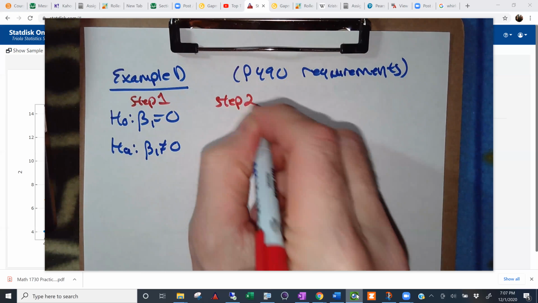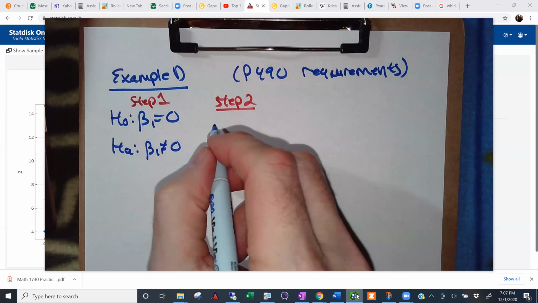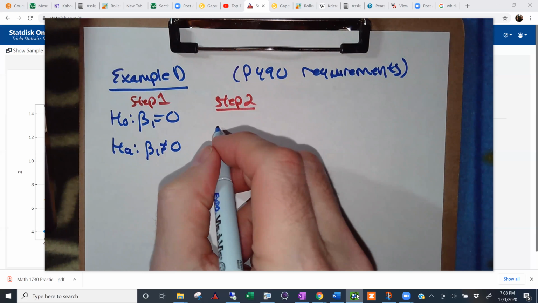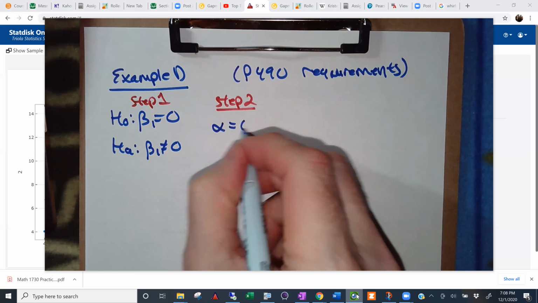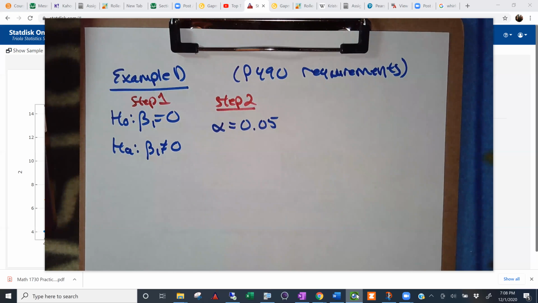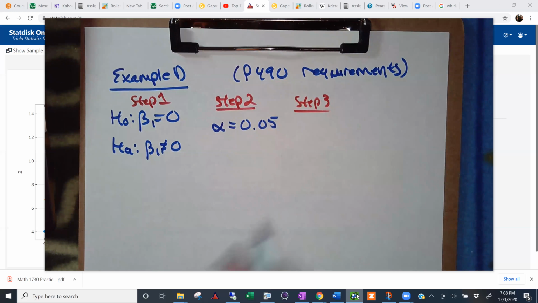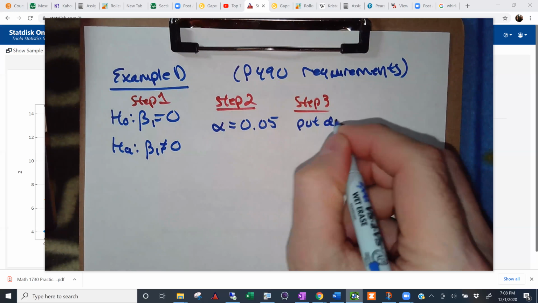Step 2, someone new. Here's an easy one. Come on, chime in. What's step 2? In general. Significance level. Thank you, Allison. Yeah, the significance level. Alpha is 0.05, let's go with that. Step 3, we're going to put the data into StatDisk.